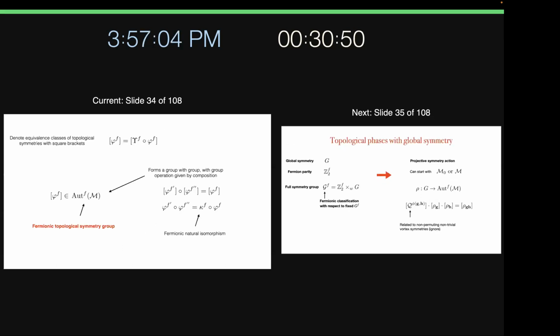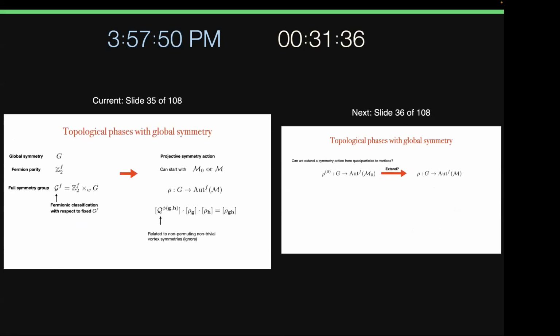Okay. All right, so as I said, two topological symmetries are considered equivalent if they're related by that natural isomorphism. I'll denote the equivalence classes of topological symmetries via these square brackets. From there, we get this fermionic topological symmetry group, which is the set of all fermionic topological symmetries. And it's a group where the group operation is just given by composition. And note that if we drop the brackets and just pick representatives of our fermionic topological symmetries, phi f will differ from phi f prime and phi f prime prime by a fermionic natural isomorphism.